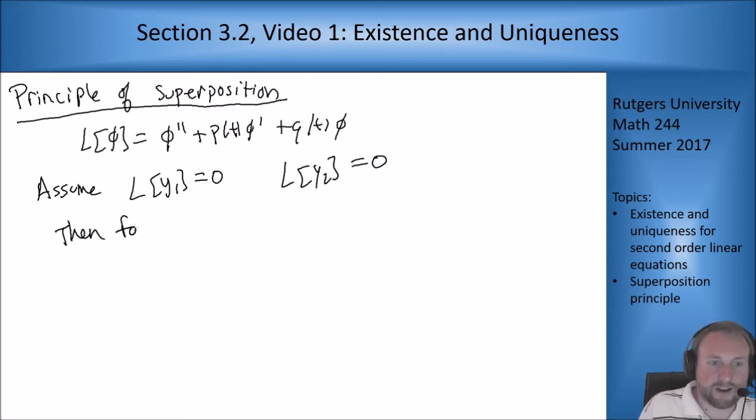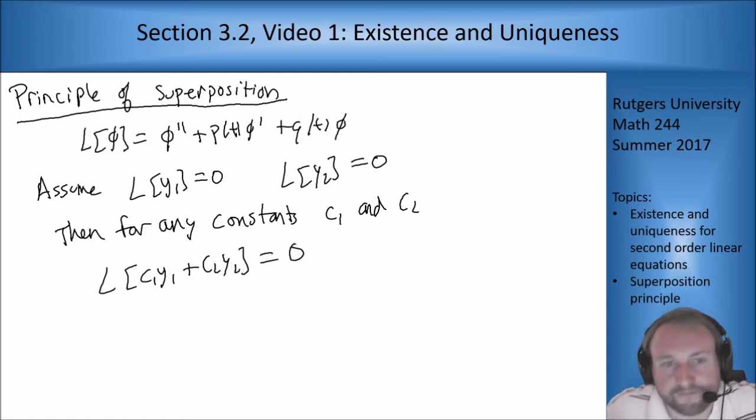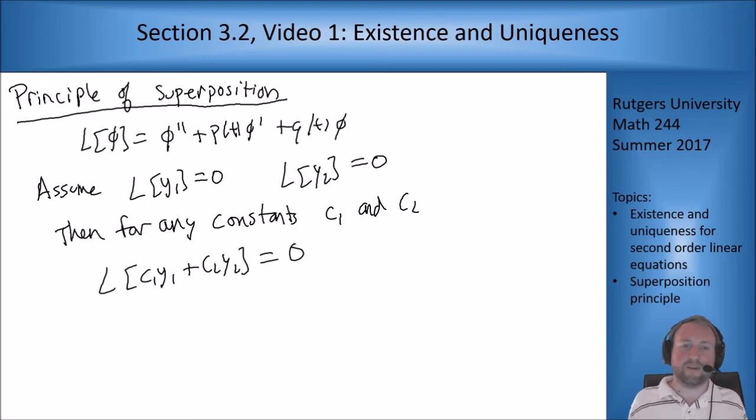Then for any constants C1 and C2, L of C1 y1 plus C2 y2 equals 0. It doesn't matter what constants I pick, I still get 0 when I take linear combinations of my functions. And that's why we say things are linear, because they obey linear combinations and all that fun stuff. So let's look at the proof of this real quick, or at least a sketch of the proof.